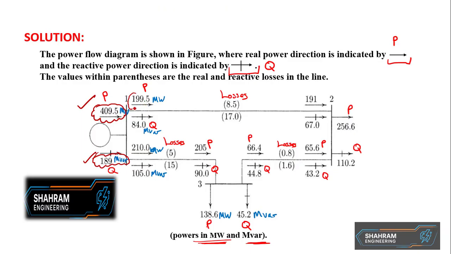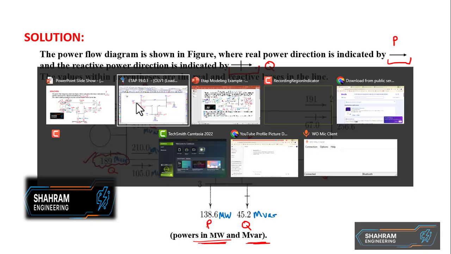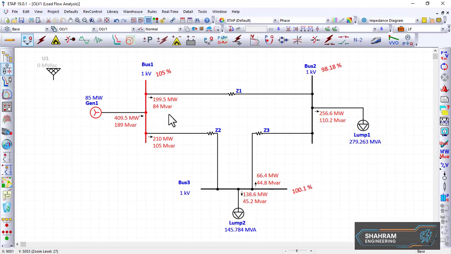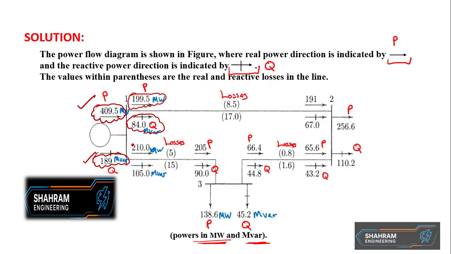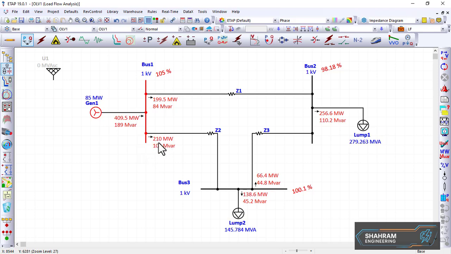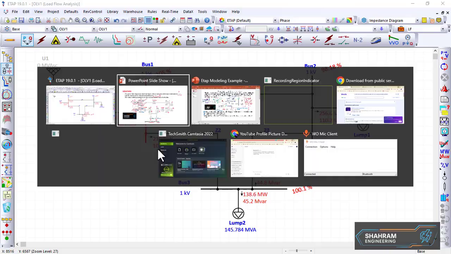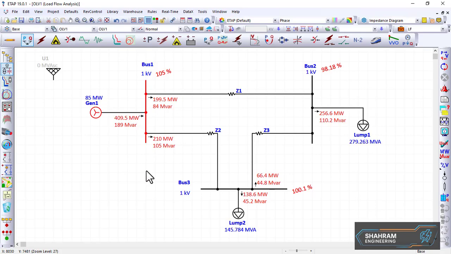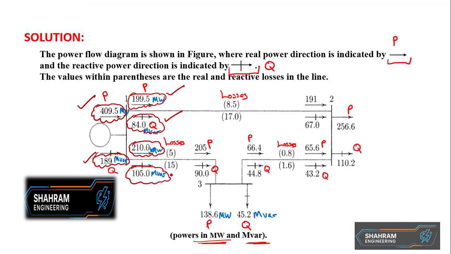I have a flow of 199.5, 84. Let me go down here. So this is check. 210, and then 105 megavars. So it's correct, it's correct with my one.